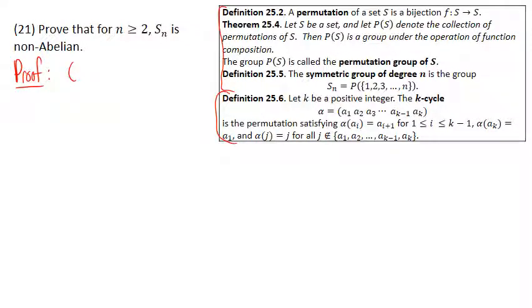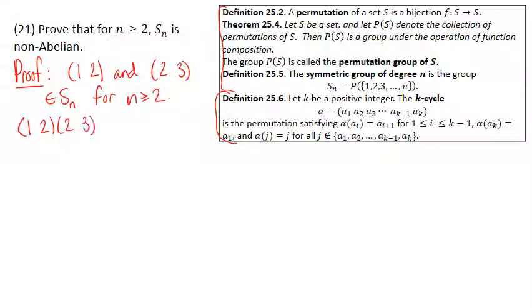Let's just try using (1 2), it's not with a comma, sorry, and, I don't know, (2 3). So (1 2) and (2 3) are in Sn for n greater than or equal to 2. Let's just see if they commute. So (1 2) times (2 3). Can I write this as one cycle? Let's see. Remember, (2 3) gets applied first.